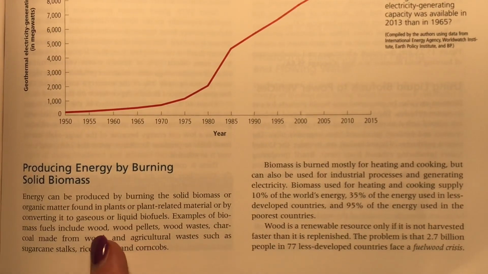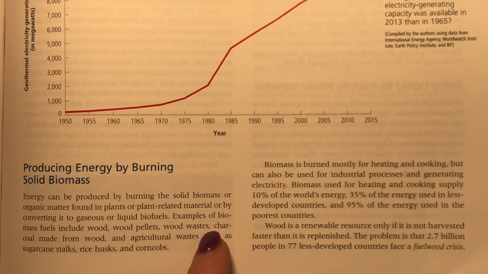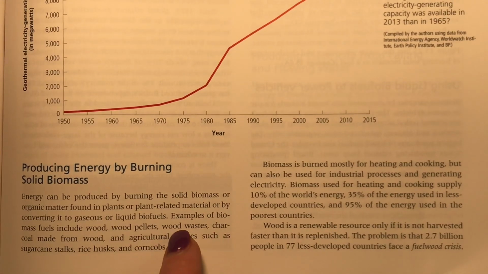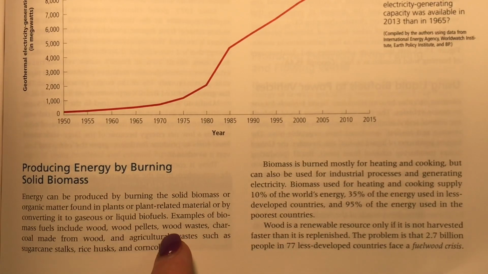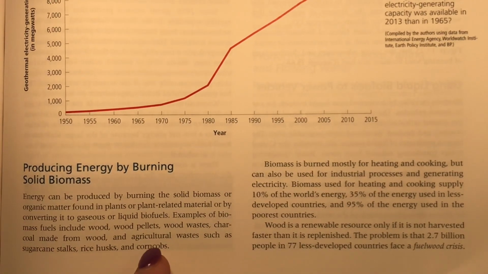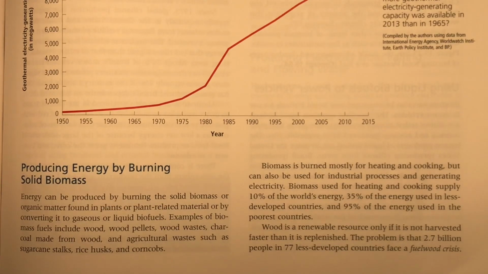You can see that biomass is technically more than just wood. Wood wastes and agricultural waste. So you're talking about sawdust, and you can see agricultural wastes, what those are. And really, you can put animal dung into this category as well. And then cogeneration is another thing to be aware of.